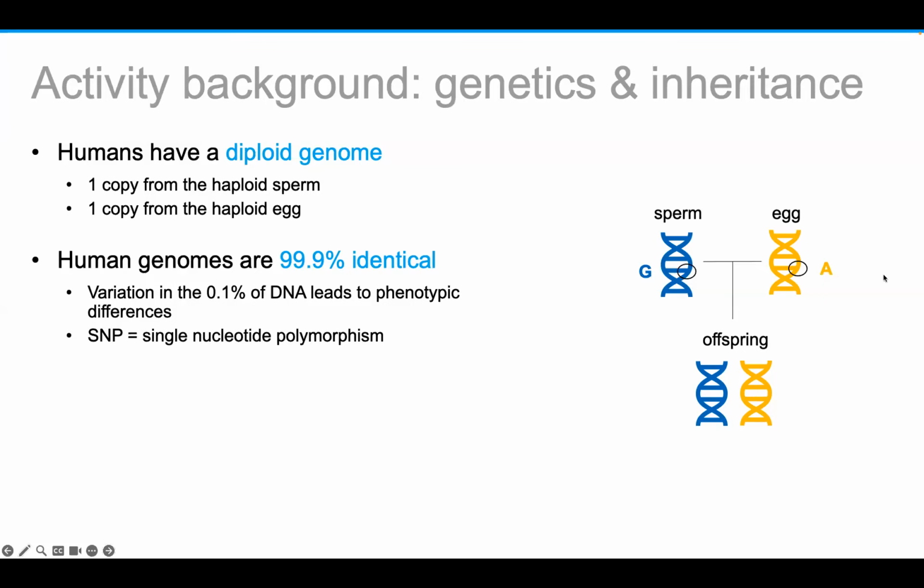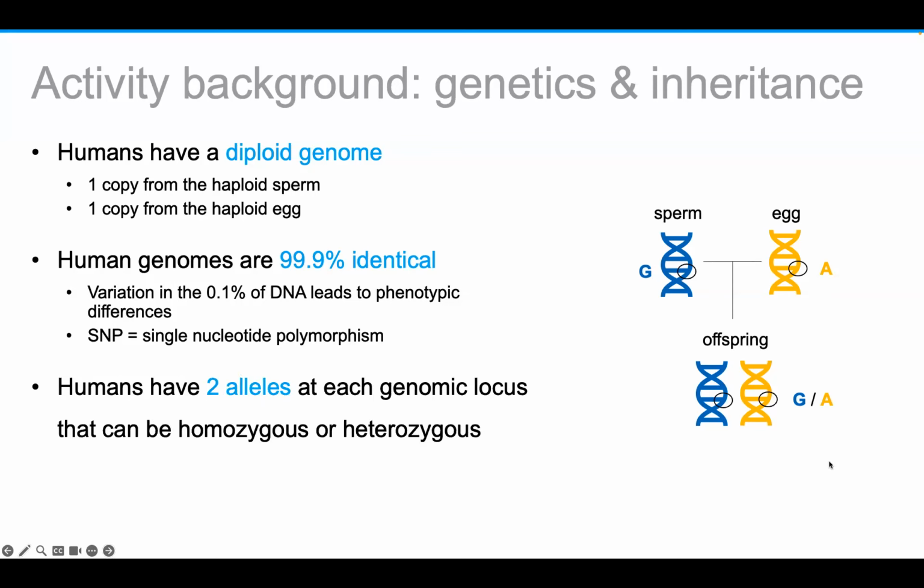So for example, that's illustrated here, we're at the same DNA locus. In the sperm cell, this cell carries a G allele, whereas in the egg cell, this carries an A allele. So this means that the offspring will inherit both the G and the A, and they will be heterozygous at this location. And because humans have two alleles at each genomic locus, that means that they can be either homozygous or heterozygous at any locus. So the genotype of the offspring, of course, depends on the DNA that they inherit from both biological parents. That's what we're seeing here in this illustration.